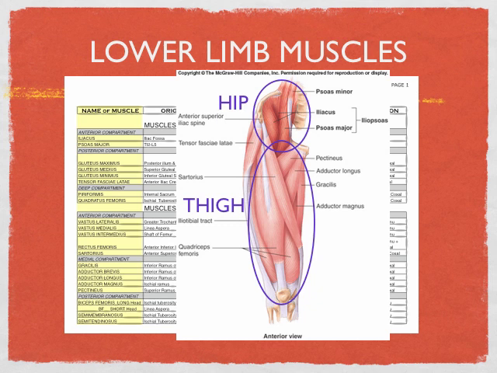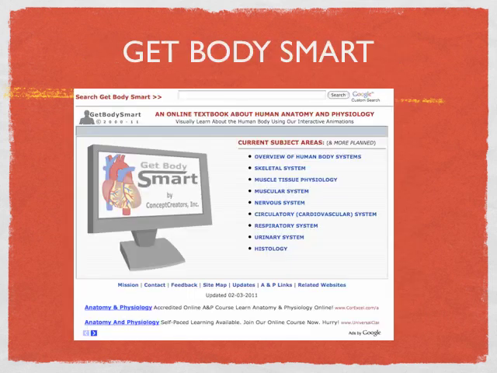Let me tell you about another way that you could study these. There's a website called Get Body Smart. Those 3 words pushed together, all one word, .com, is a site with a home page that looks like this. And you can see that the current subject areas do include the muscular system. And you can go there and in an interactive way study the various muscles of the human body.